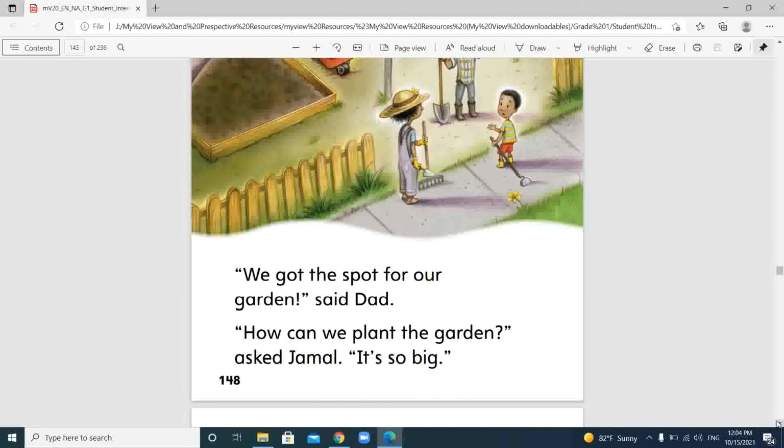We got the spot for our garden, said Dad. How can we plant the garden? Asked Jamal. It's so big.